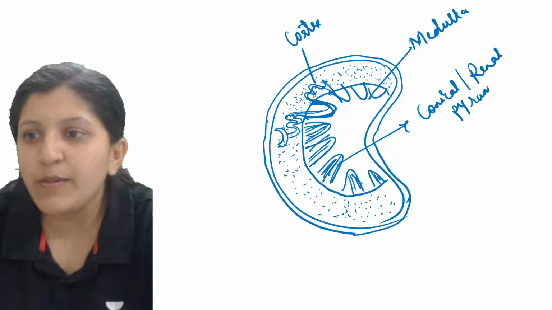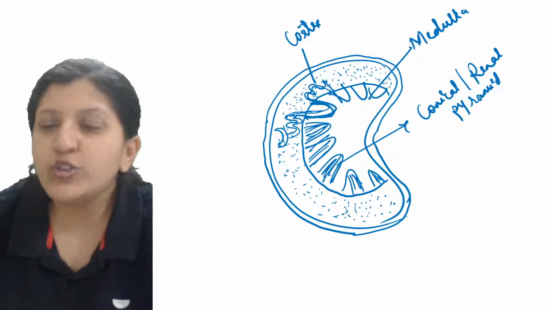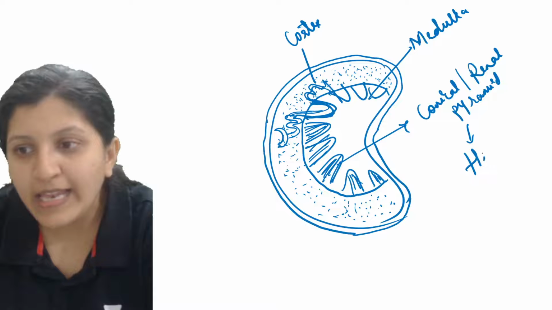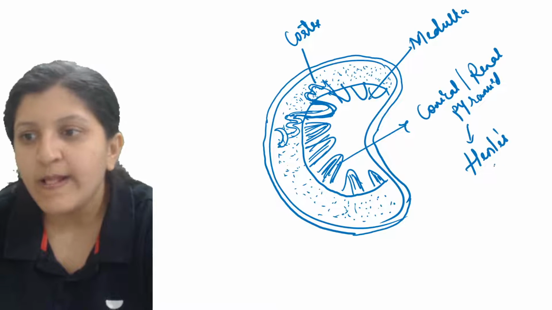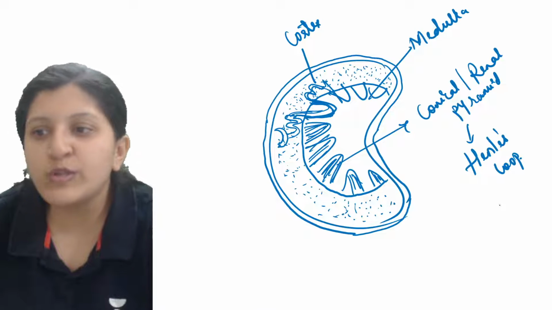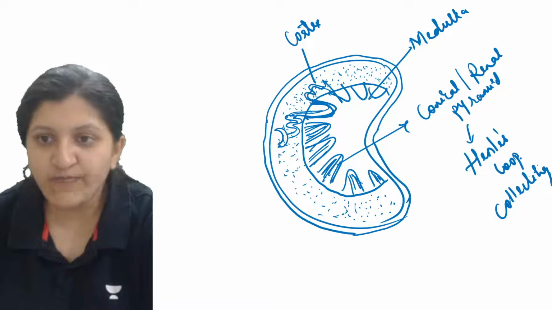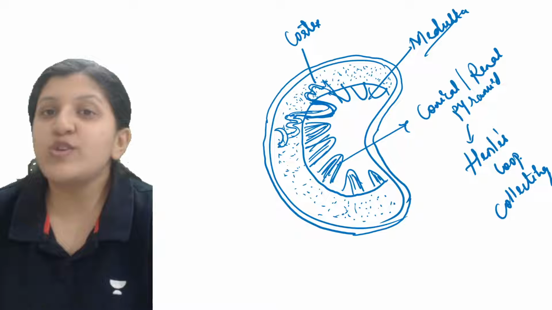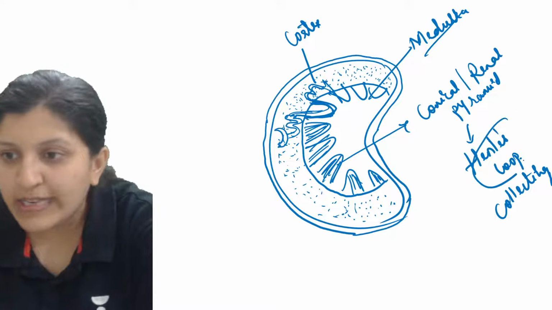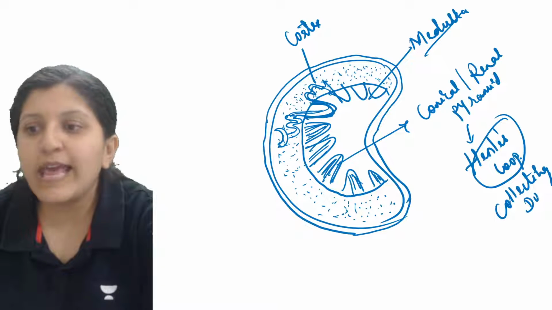So this renal pyramid, when we mention it, is mainly having Henle's loop. And along with that you can also find the collecting duct. So in the case of the medulla region, this is the medulla region, in the medulla region you can find Henle's loop and the collecting duct.